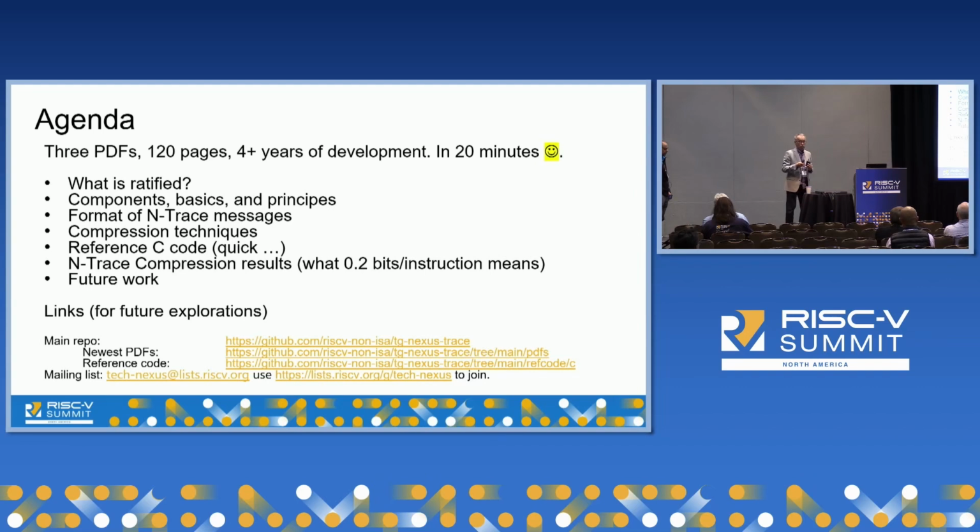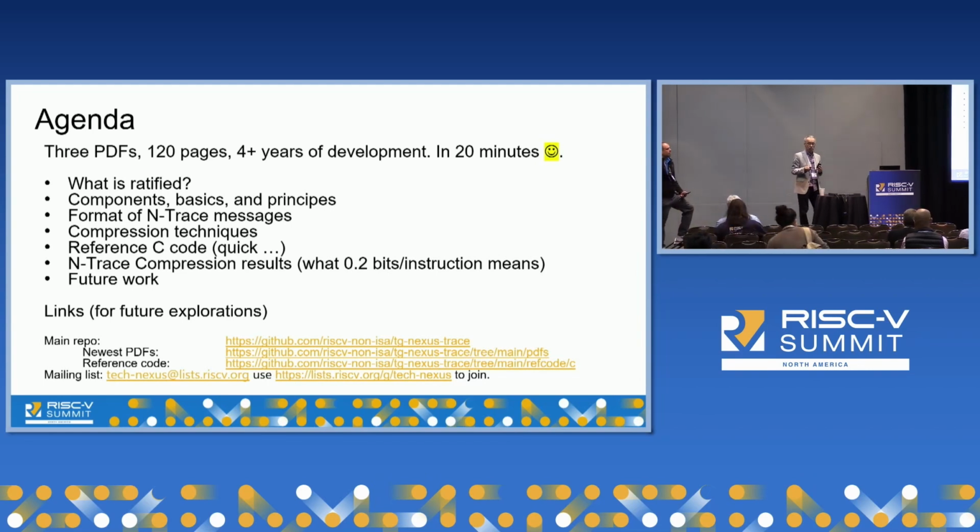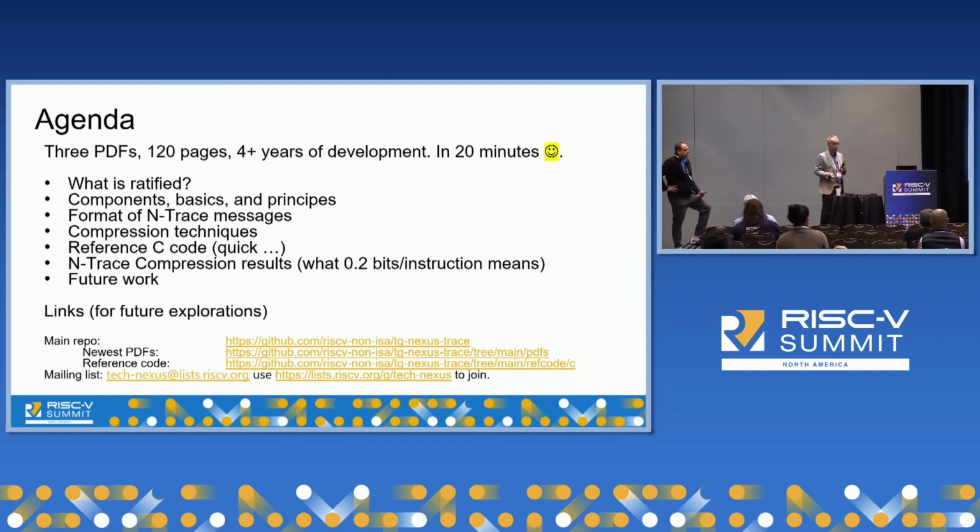So it's only 20 minutes for a lot of work over 4 years. So I will be brief, and also we put a bit more slides than we can talk about. So we'll be skipping through all of it, and just a quick agenda. What is actually ratified? What are the components? Some overview of formats and compression techniques, and then some reference code for you to look at, and some compression results and some future work which you discuss. For anybody, there are links to different places, so you can go ahead and read that later.